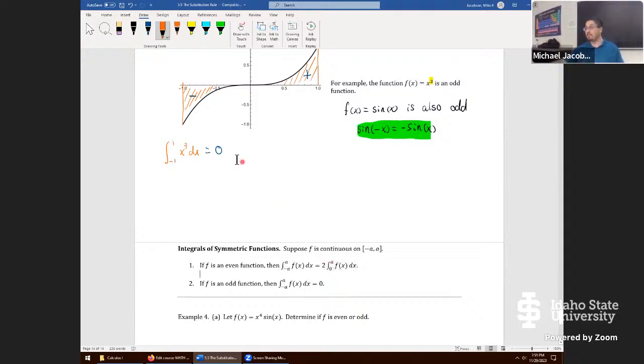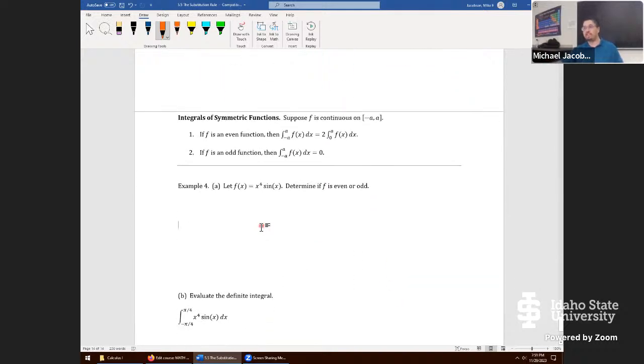And that's what we were looking at on this example here. That's fantastic because now you don't have to solve any integral. The answer is, well, it's still hidden by the fact it's an odd function, but it's there. So let's try this out with example 4.